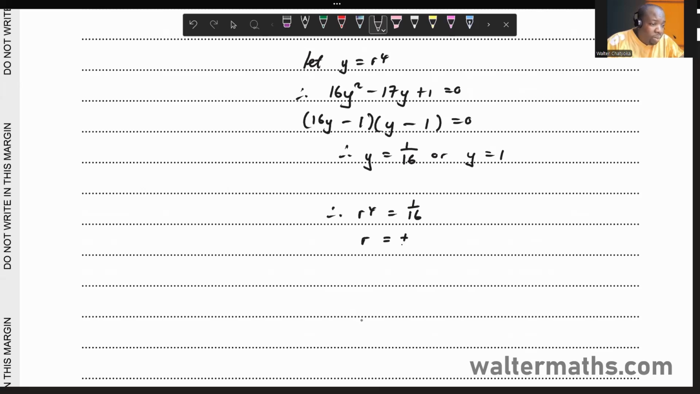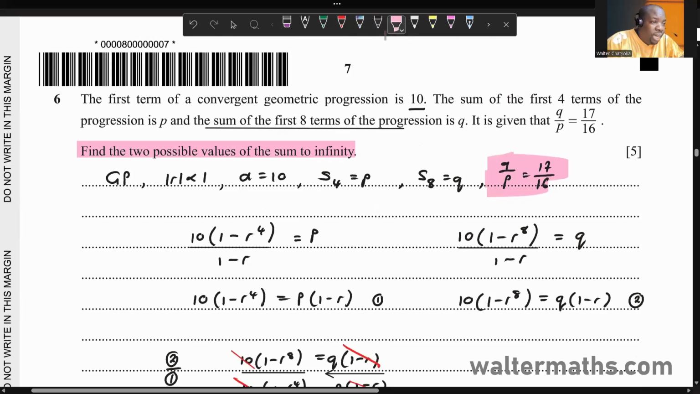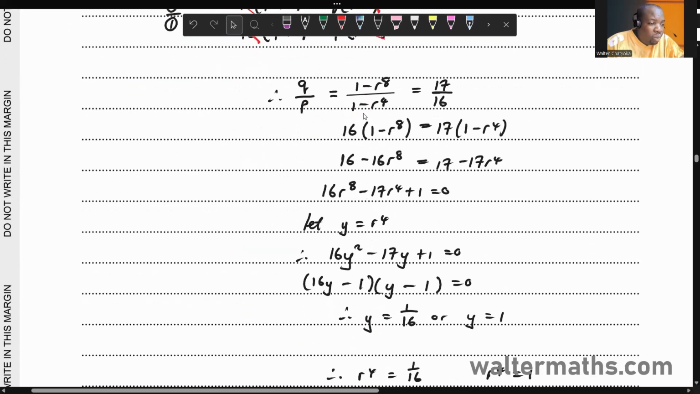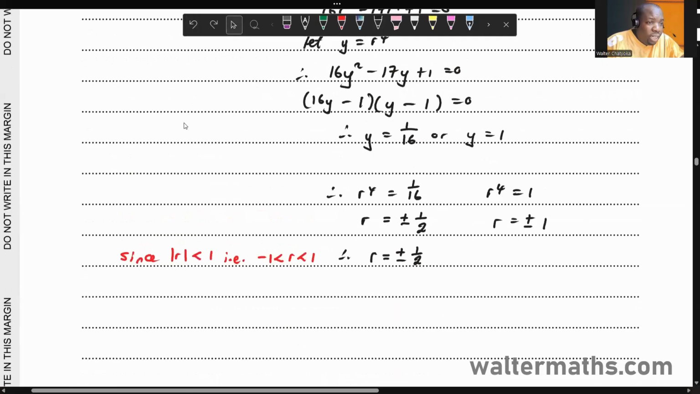So the possible values of r will be plus or minus a half if we do the fourth root of 1 over 16. And r to the 4 is also equal to 1, so r is equal to plus or minus 1. All right. But we know that since this AP is convergent, mod r should be less than 1. Since mod r is less than 1, which actually means r ranges from -1 to 1, we can therefore say that r has to take values plus or minus of a half. These will both do because they lie within range, but plus or minus 1 will not. So this is what we're going to take. R is plus or minus a half.